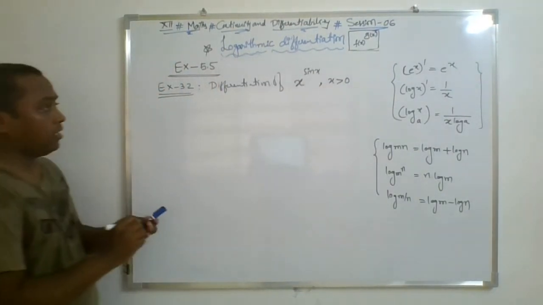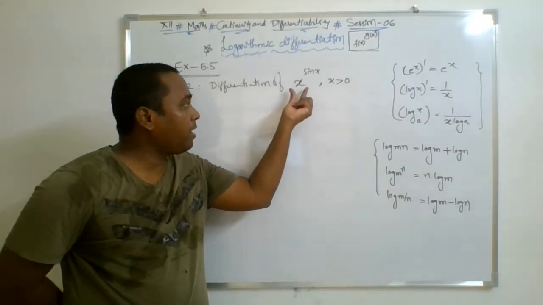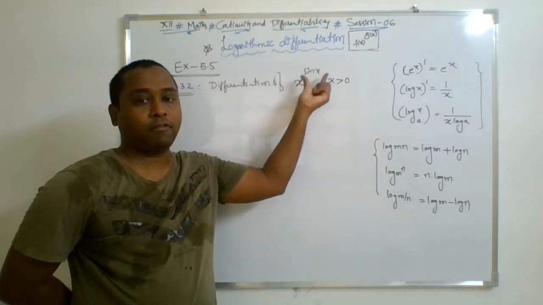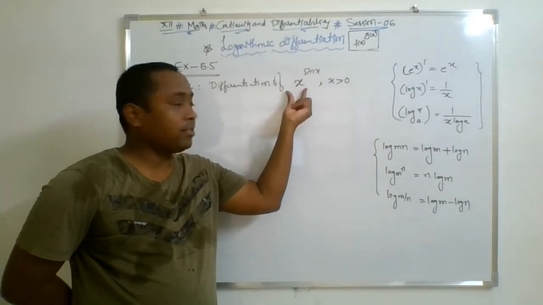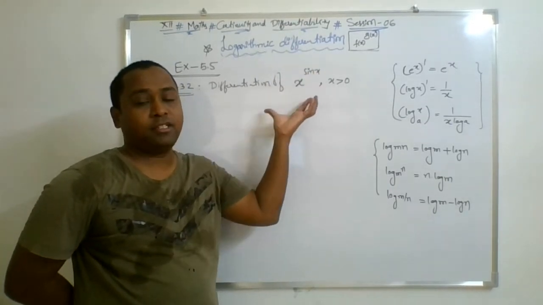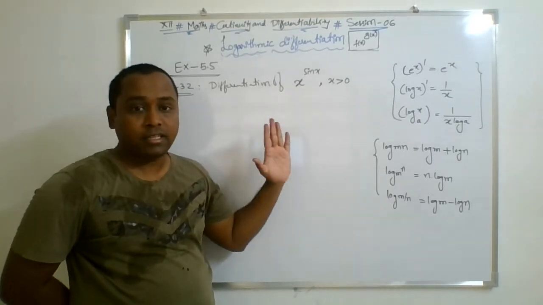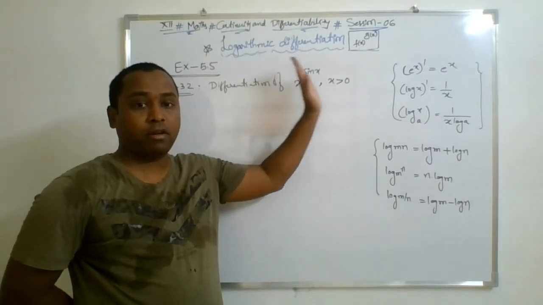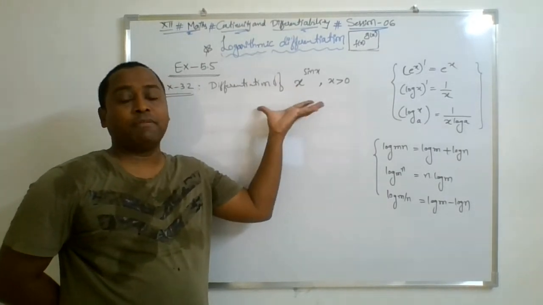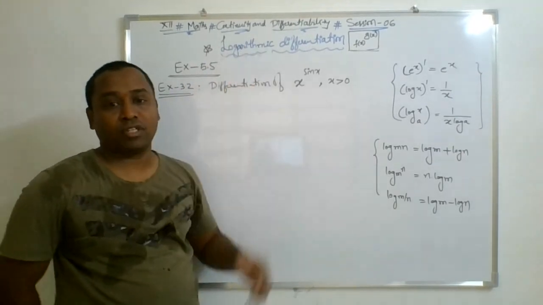Now you can see, if you look at this function, it is in the form of f of x power g of x, a power function. The base is also variable, the power is also variable, right? It is neither an exponential nor a polynomial function. It is simply a power function. So wherever this form is there, to do the differentiation we require logarithmic differentiation.